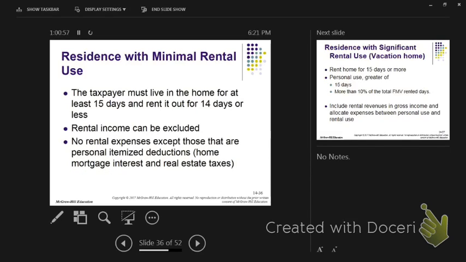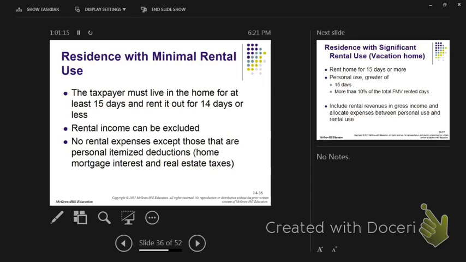So with minimal rental, we have to live in the home for at least 15 days and rent it out for 14 days or less. Notice there's a big gap in there. We can live in it for 20 days and rent it out for less than 14, and it can be empty the rest of the time. And it could be considered minimal rental use.